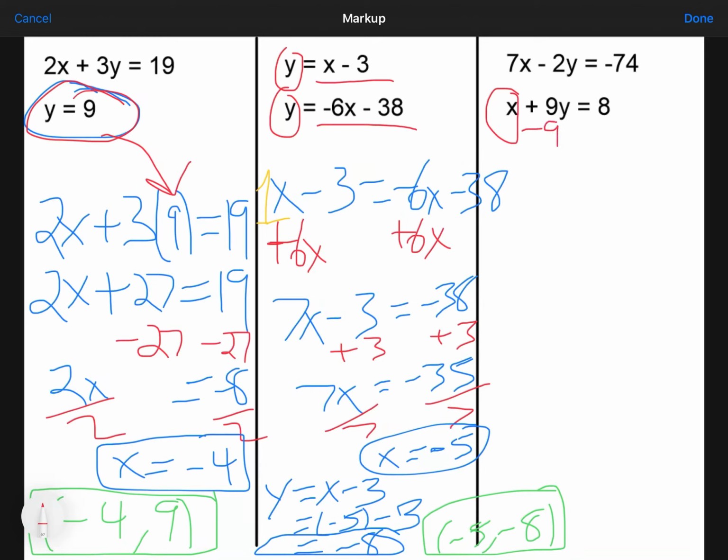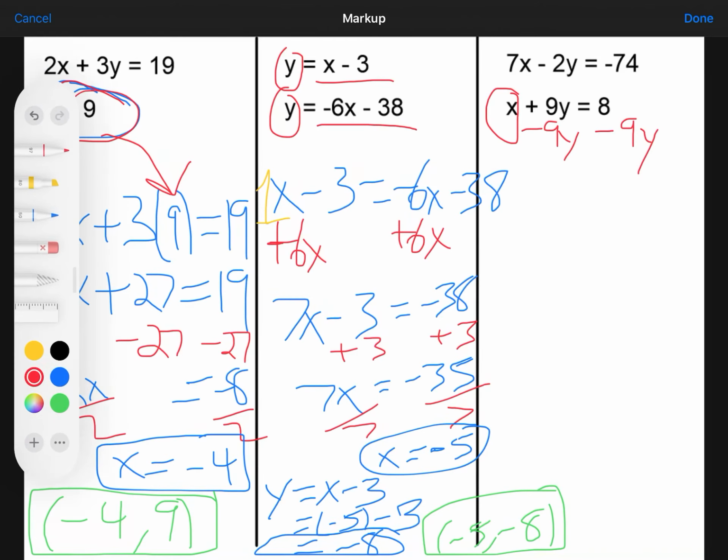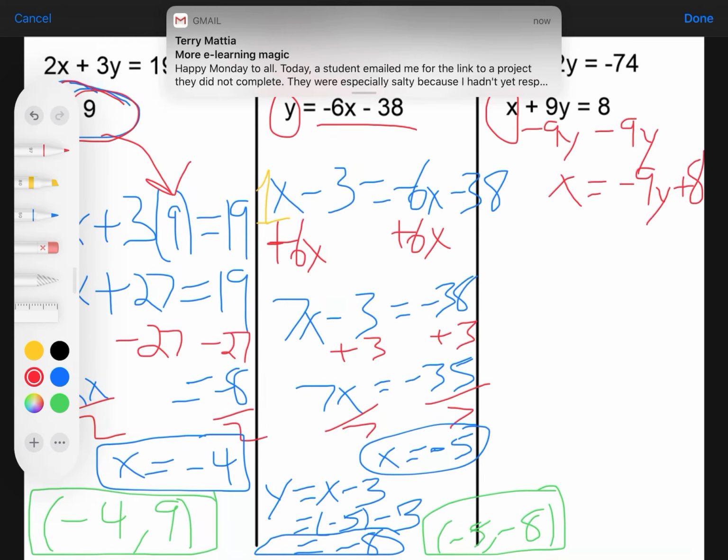What you're going to have to do to start is rewrite that equation as x equals, can't combine them. One has a y, one doesn't have a y. They're not like terms.